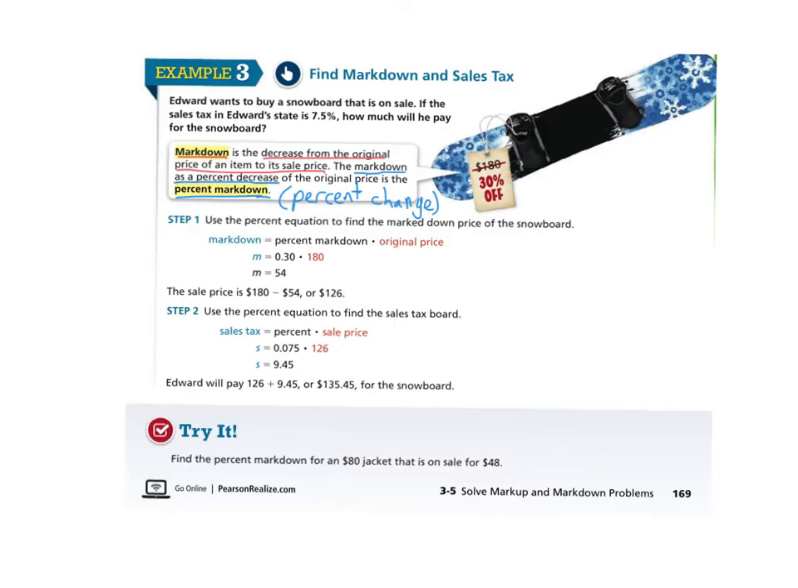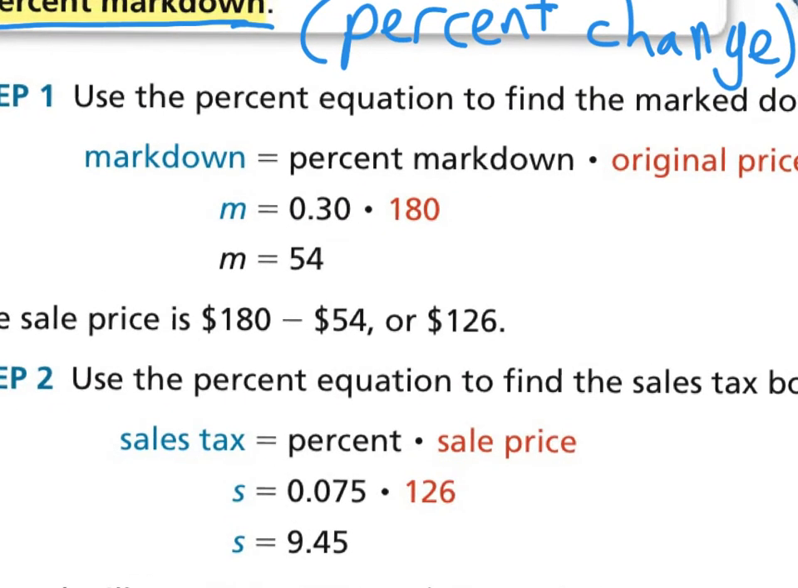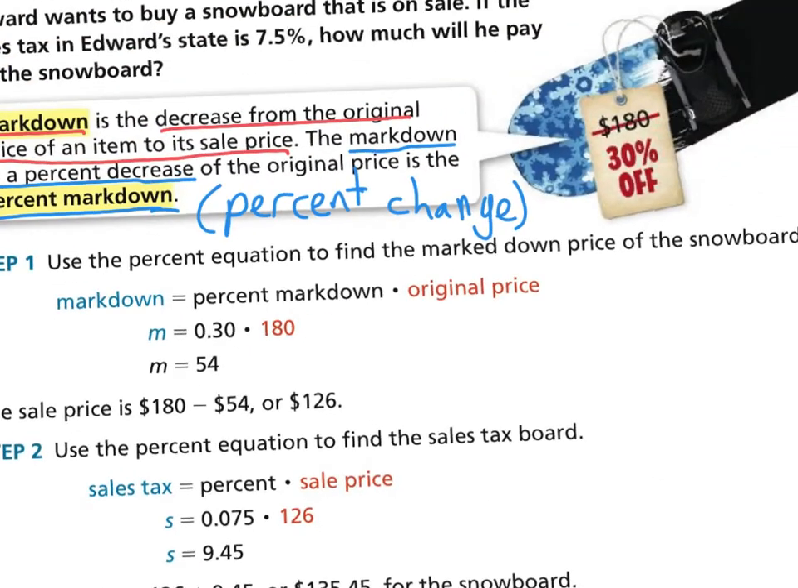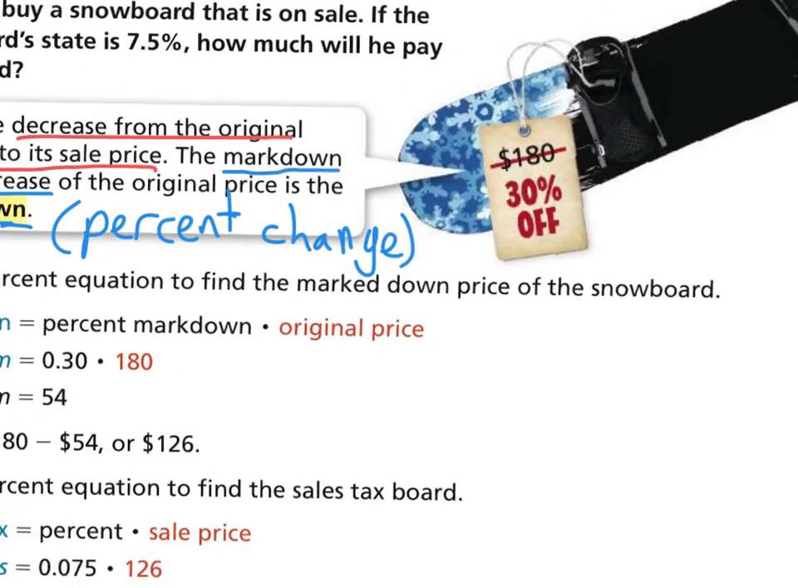Example 3, Edward wants to buy a snowboard that is on sale. If the sales tax in Edward's state is 7.5%, how much will he pay for the snowboard? So markdown is a decrease from the original price to the sale price. And then the markdown as a percent decrease is called the percent markdown. And again, it's basically just a percent change on something that's on sale. So if we look at this, what the book's doing, they're writing this as an equation. Again, you wouldn't have to, but if you'll notice, this snowboard originally was $180 and it's 30% off.